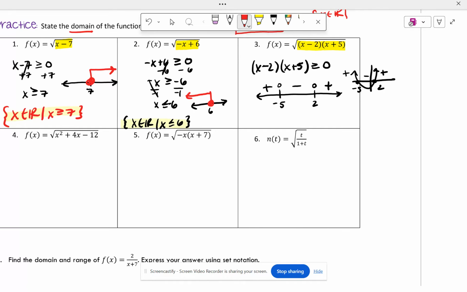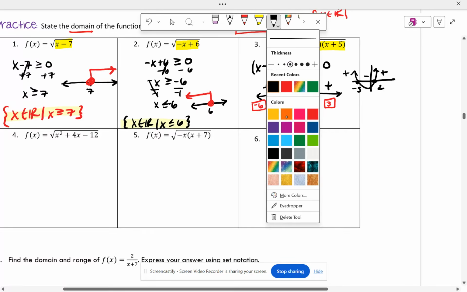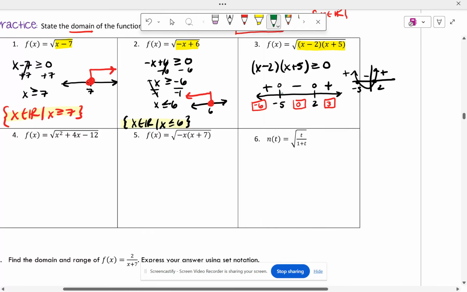You could also graph it, or you could do test values to help you envision what's happening across that number line. If you substituted a negative 6, you would get a negative times a negative, which gives a positive. If you tested a 0, you would get a negative times a positive, which gives a negative. If you plugged in a 3, you would get a positive times a positive, which gives a positive. We want where the piece under the radical is greater than or equal to 0, so we would shade down from here and up from here.